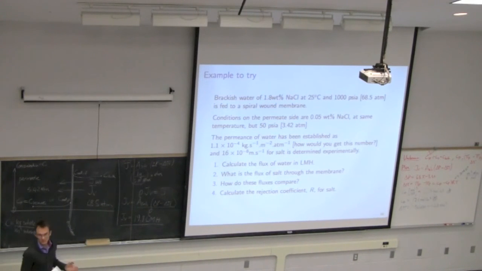Is that reasonable? 19.8. So if you've got one meter squared of membrane, and you operate that for an hour, you'll only get 19.8 liters from it. All right, so you're putting in all that energy, 68 atmospheres, and you've got this 1 meter squared membrane, you only get 20 liters of water. Does that sound right?